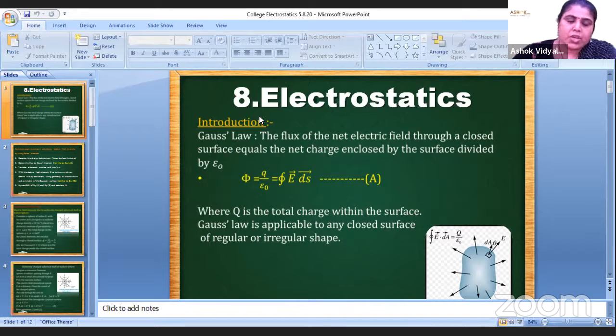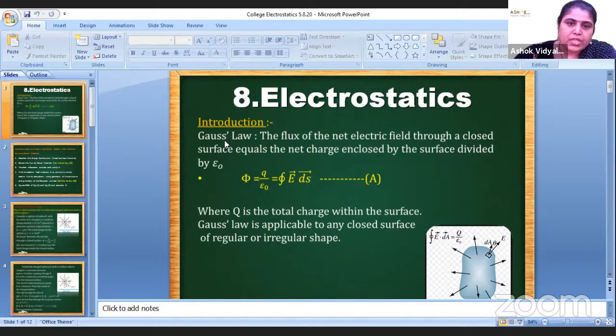Now see, in this chapter we are going to see the electrostatics chapter. In this we are going to see what happens when the electric charge is at a rest position. Because of this rest position, this charge gives the electric intensity in its surrounding space.